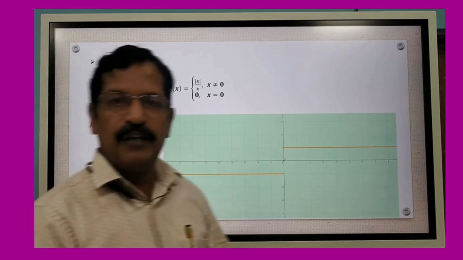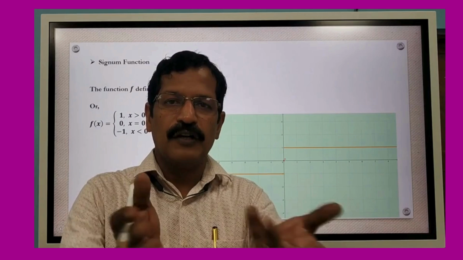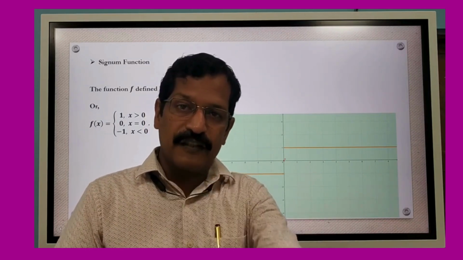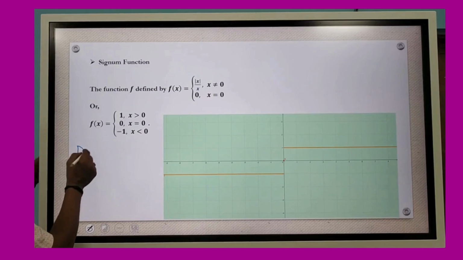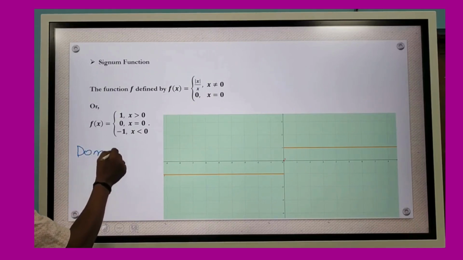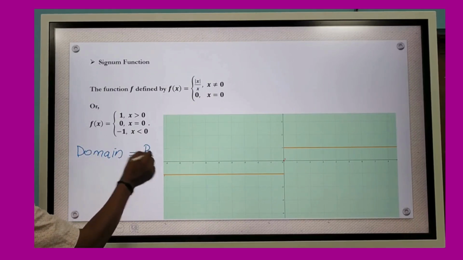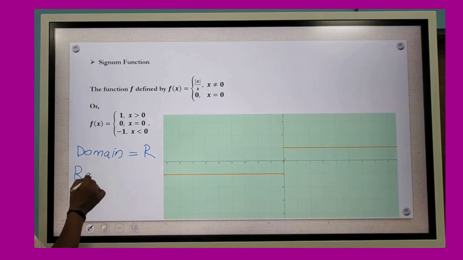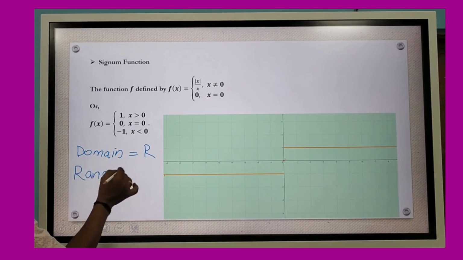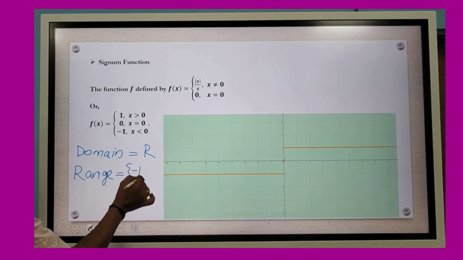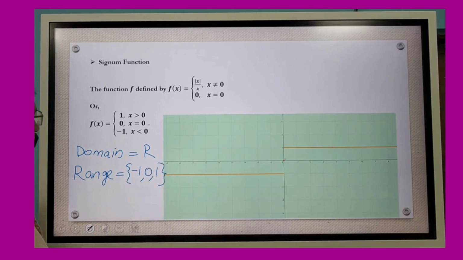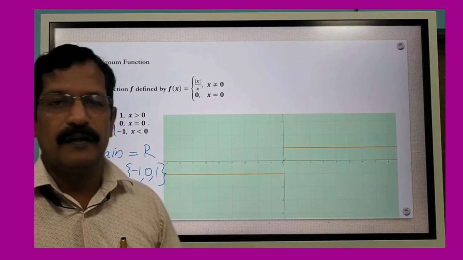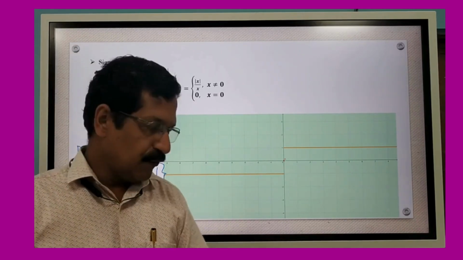What is the domain of a signum function? Set of all the real numbers. What is the range of signum function? Here the domain is equal to R. What about the range? Range is equal to minus 1, 0, 1. It is taking the three values only, minus 1, 0, 1. That is the range of a signum function.